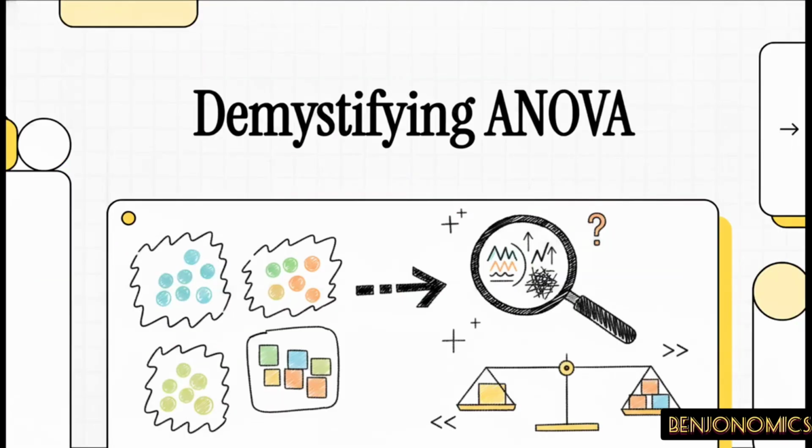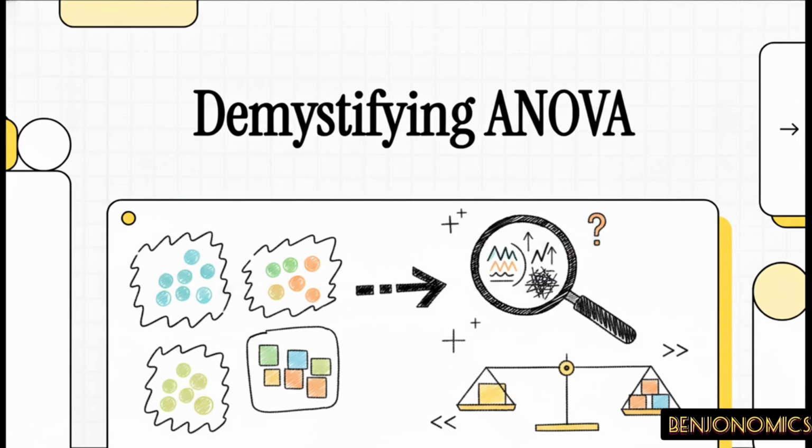Welcome to the Explainer. So, have you ever looked at a massive data set comparing different groups, maybe different medical treatments or agricultural fertilizers, and wondered how researchers actually draw firm, scientifically sound conclusions from all that data? I mean, if you're just comparing two groups, it's relatively straightforward.